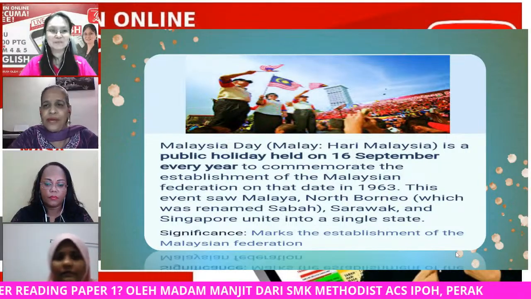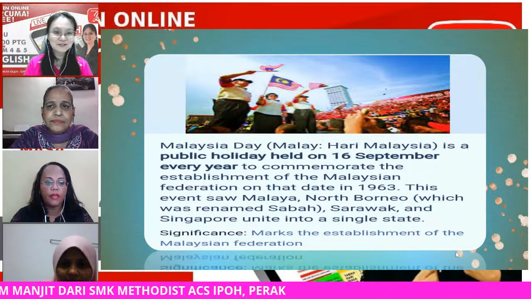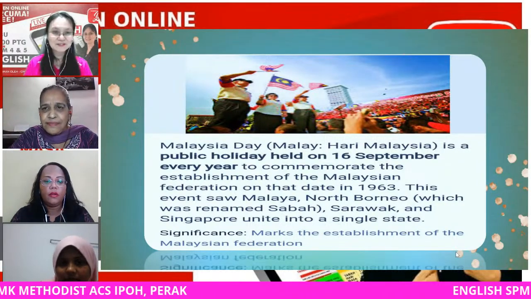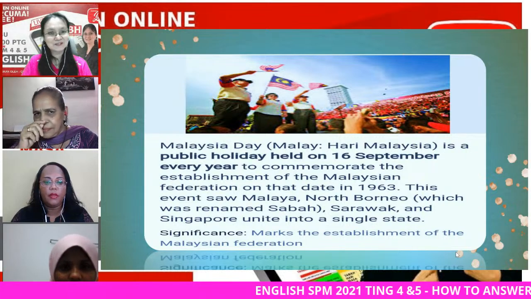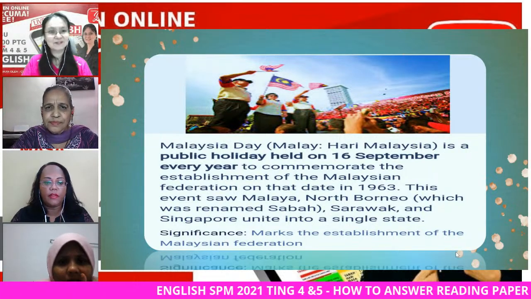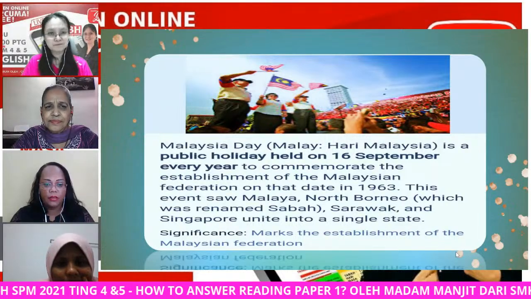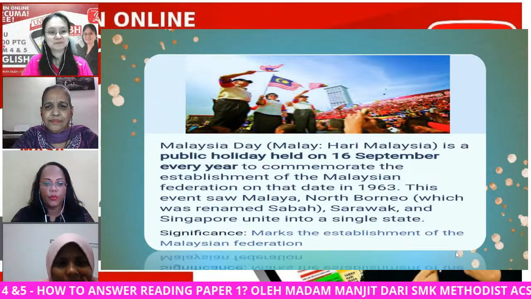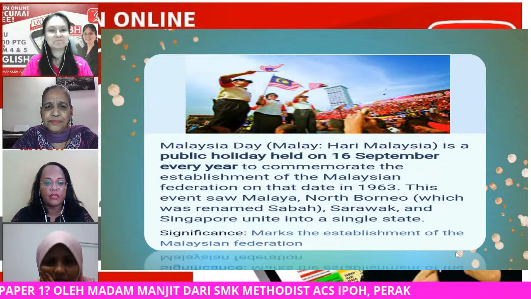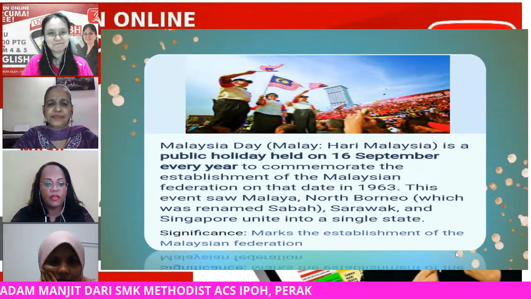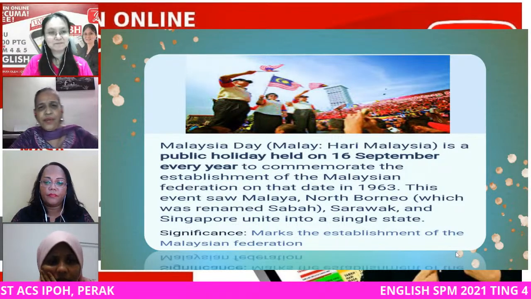Emily, maybe you can read this. Malaysia Day, or in Malay, Hari Malaysia, is a public holiday held on 16 September every year to commemorate the establishment of the Malaysian Federation on that date in 1963. These events saw Malaya, North Borneo, which was renamed Sabah, Sarawak, and Singapore unite into a single state. The significance is that it marks the establishment of the Malaysian Federation. Thank you very much, Emily.